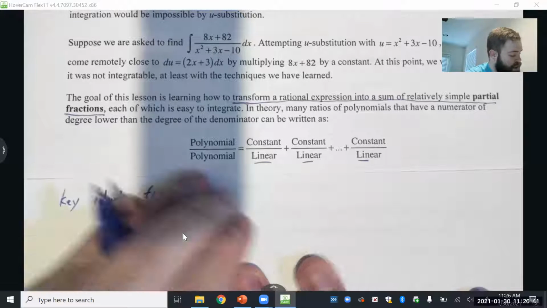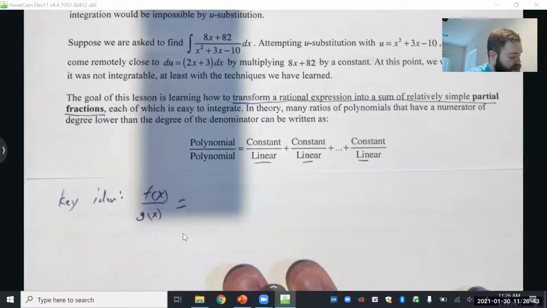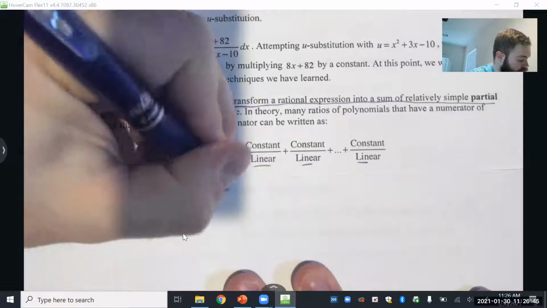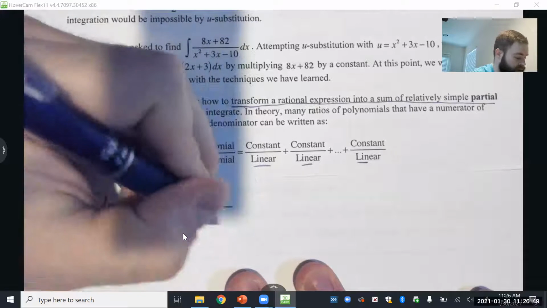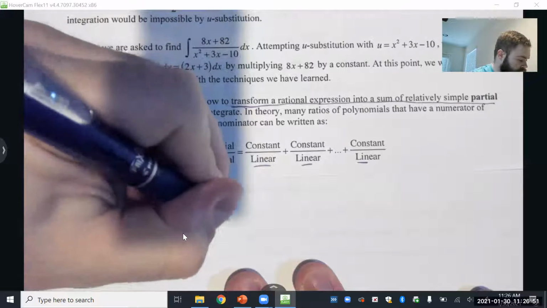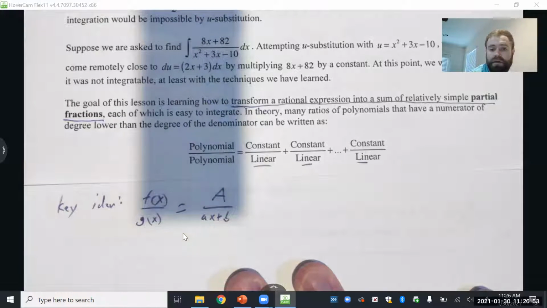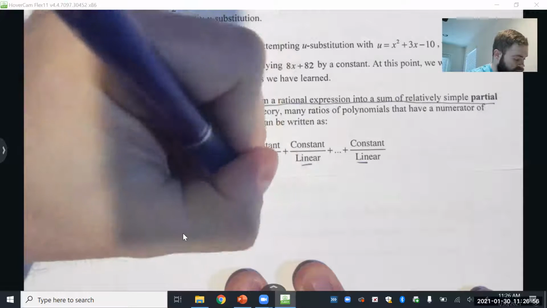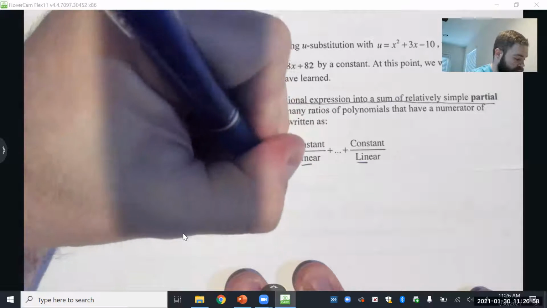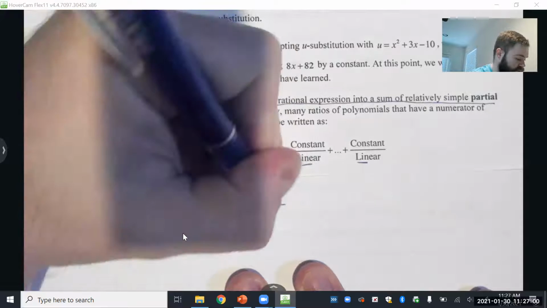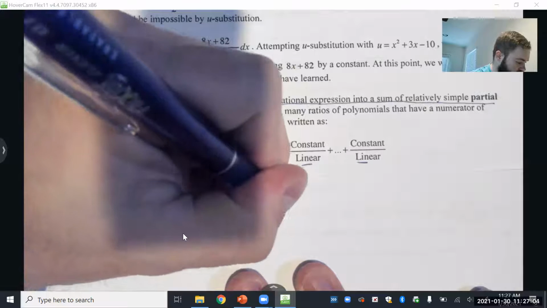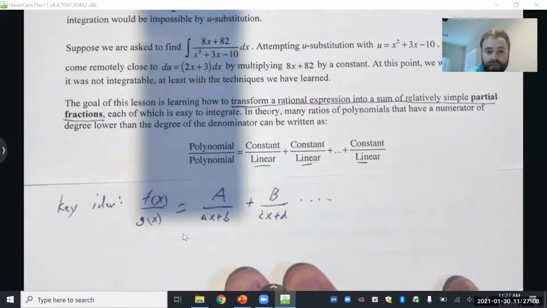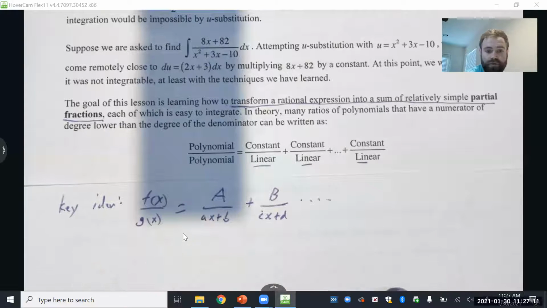And so when we split this up into partial fractions, we're going to have a constant over some linear expression plus another constant over some, I'm just going to put cx plus d. And then there could end up being more. But this is the gist of what's going to end up happening.